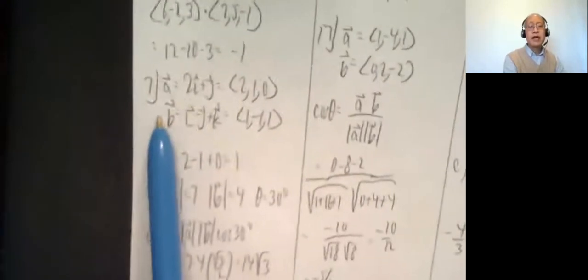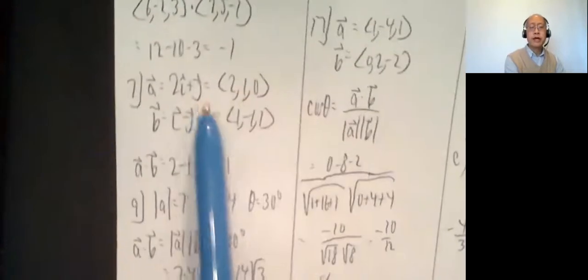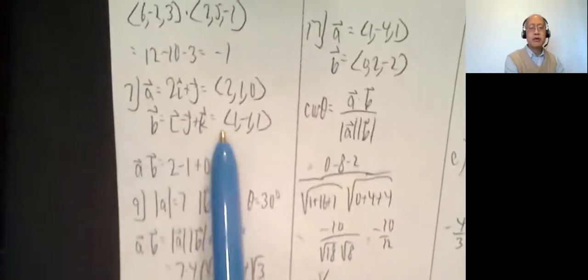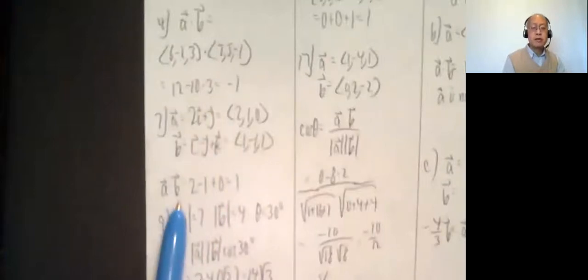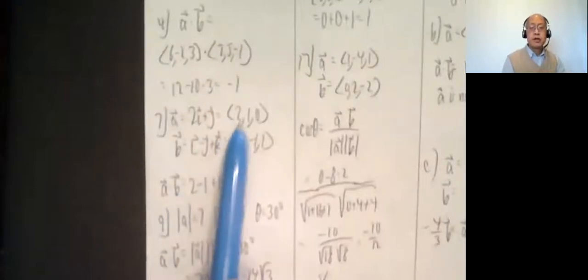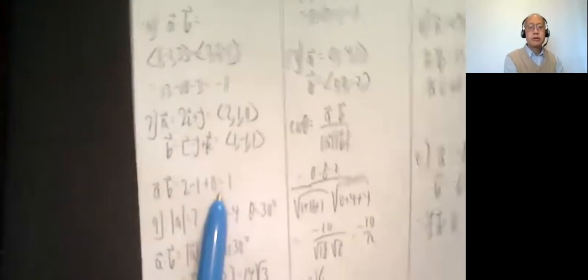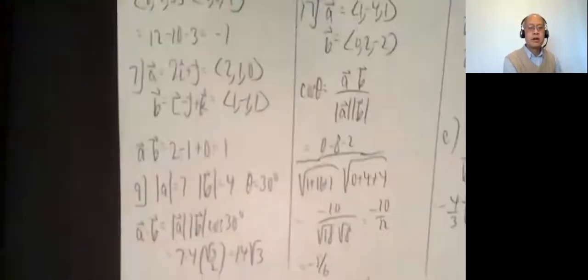Number 7, they give it to me as vector A as 2i plus j, which I can write as 2, 1, 0. There's no k component, so you can write it as a 0. B is i minus j plus k, or 1, negative 1, 1. So the dot product is 2 times 1, 2, plus 1 times negative 1 is negative 1, plus 0 times 1 is 0. So the answer is 1.